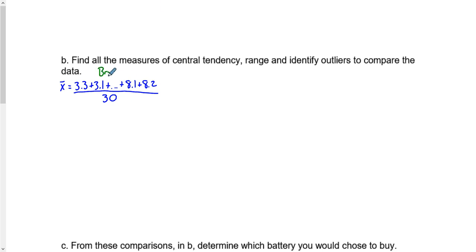Sorry, I should probably identify that this is going to be brand X. And we'll do brand Y over here. This is me showing that I've done all my addition. When I add it all up, we get a total sum of 172.3. So 172.3 divided by 30 is approximately 5.74.